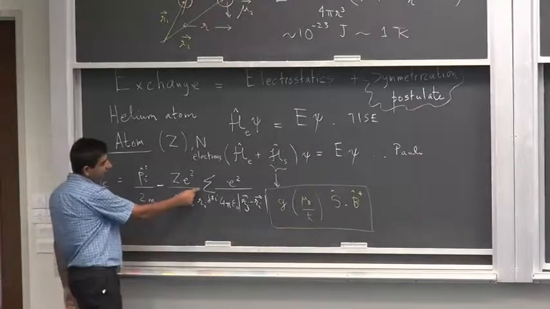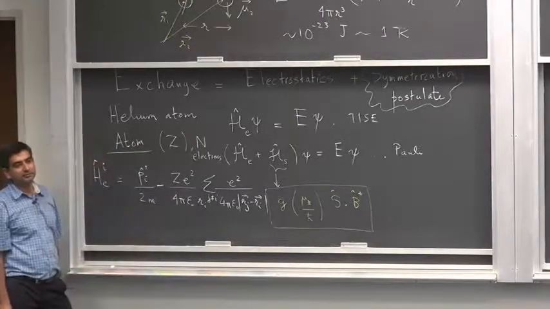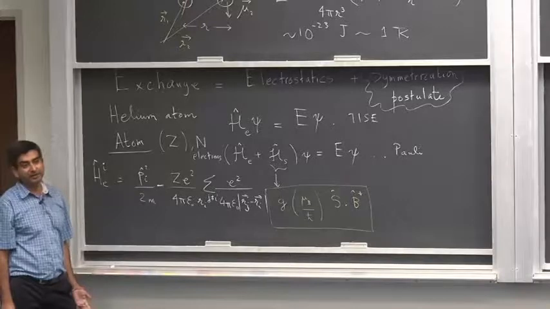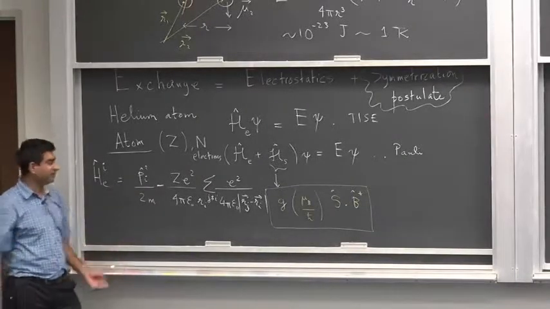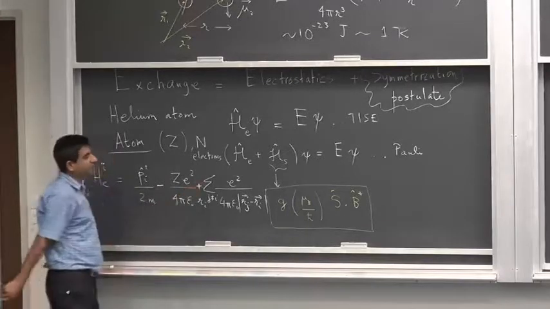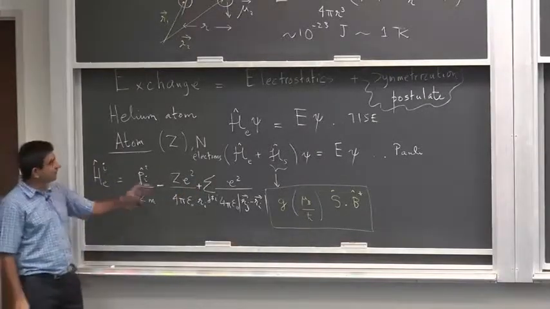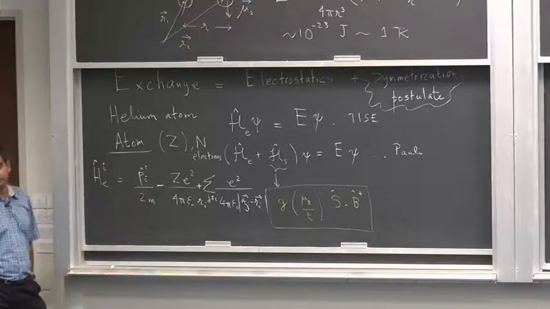And what kind of sign should I put here? You have 2 negatively charged electrons, so they are repelling one another. Minus e and minus e will give you plus e square, okay? So you have a positive sign here. So this is the Hamiltonian for the ith electron.